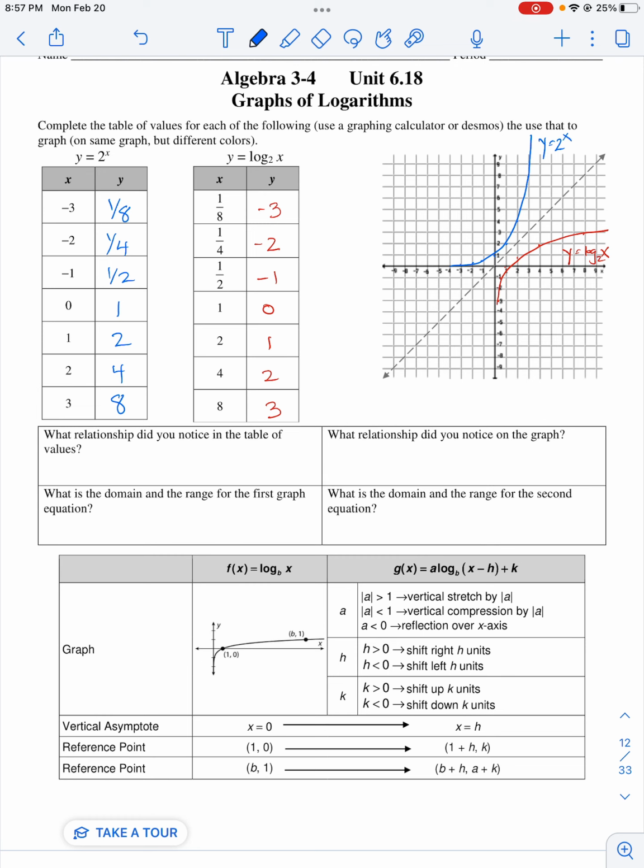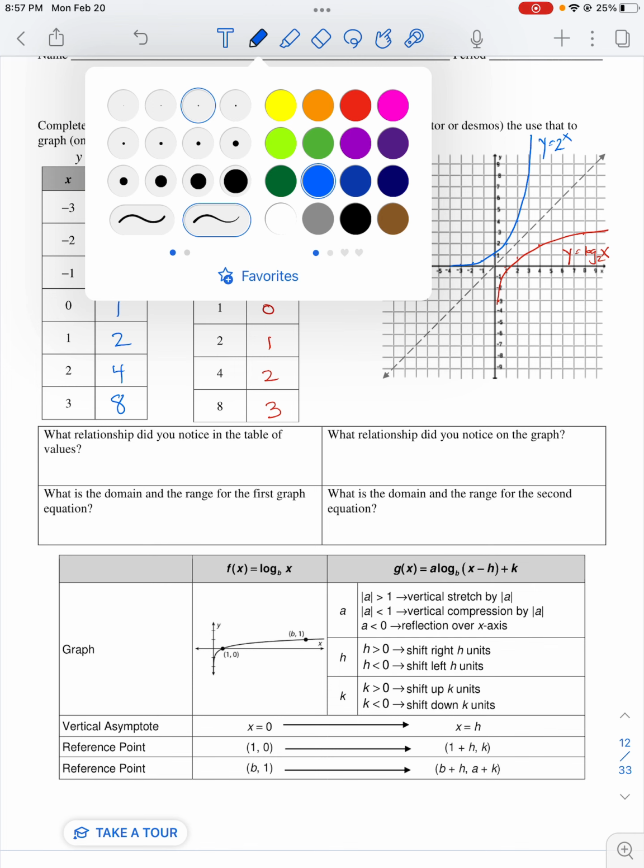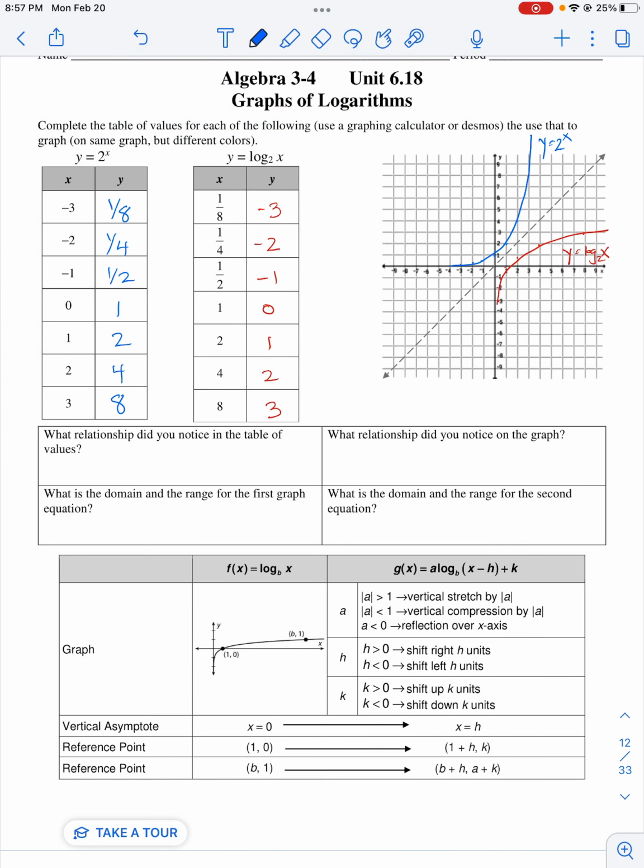What do you notice about these two functions? Well, I hope you're going to tell me that they are a reflection over the line y equals x. When we look at the table of values, we notice that the x and y values are switched or reversed. What do you notice on the graph? Well, as we said, these two graphs are a reflection over the line y equals x. You're probably ahead of me now.